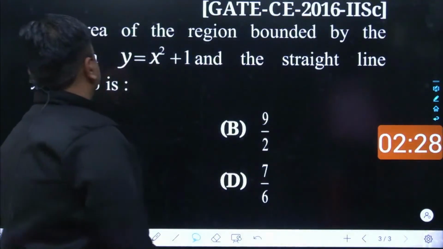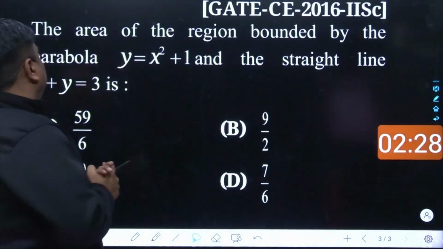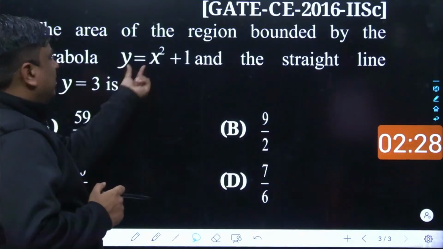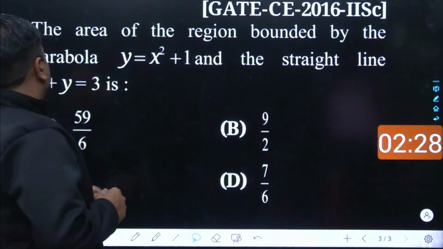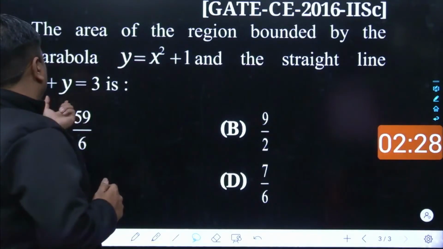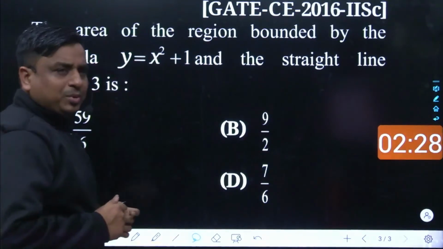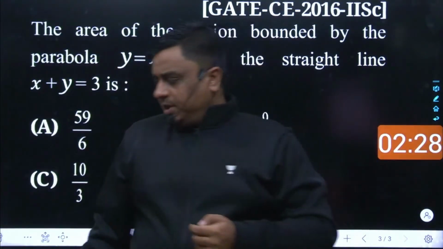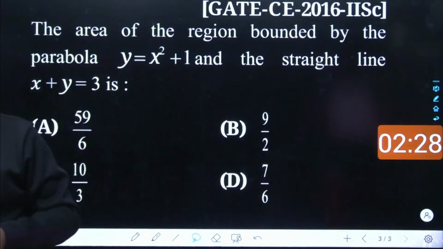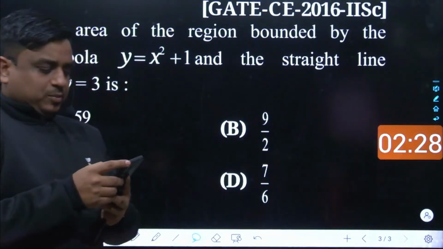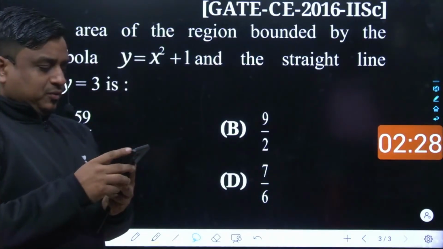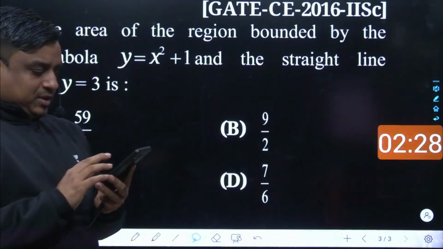The problem states: the area of a region bounded by the parabola, that is an upward facing parabola shifted by 1, and the straight line x plus y equals 3, obviously a downward sloping straight line. The area which should be considered by this given structure would be, I would like to know from each one of you, what must have been the best answer for this given question.